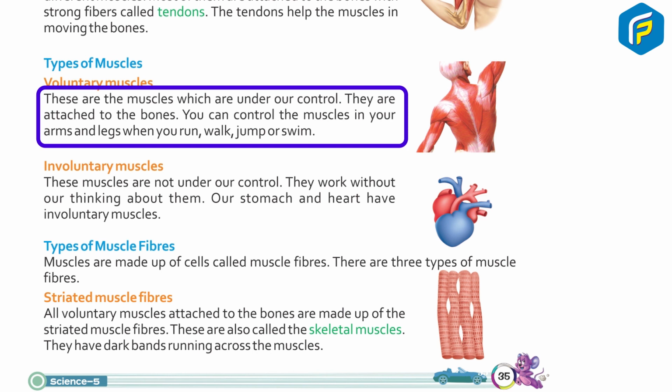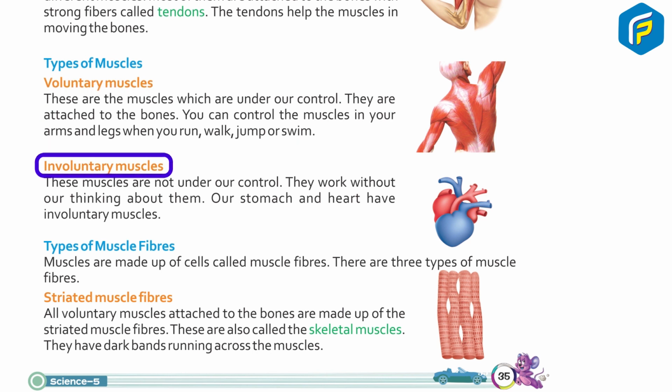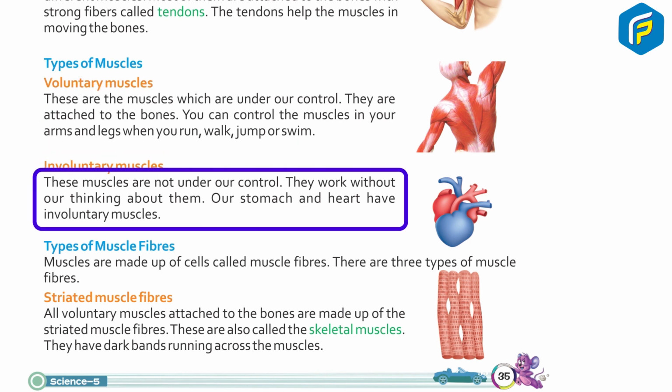You can control the muscles in your arms and legs when you run, walk, jump or swim. Involuntary muscles. These muscles are not under our control. They work without our thinking about them. Our stomach and heart have involuntary muscles.